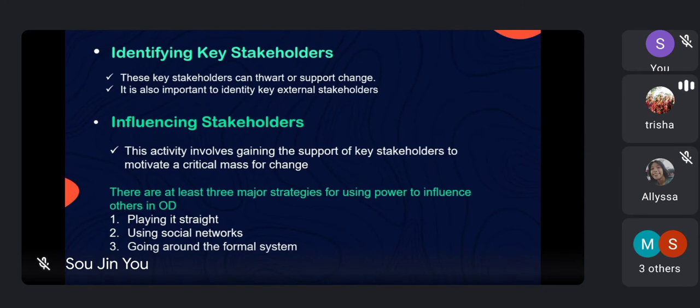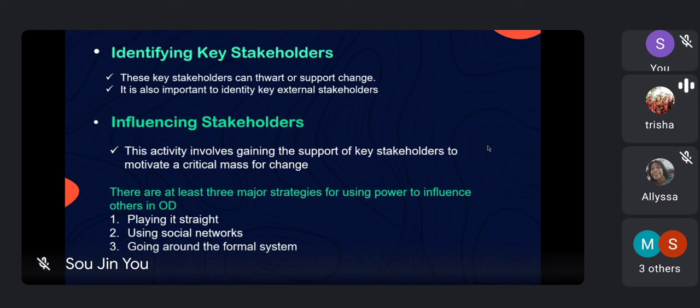Next naman is yung identifying stakeholders. Those stakeholders who can block or support change. It is also important to identify the external stakeholders. Ibig sabihin, yung tinatawag na stakeholders, sila yung may mga mataas na level sa organization. Kagaya nung staff group, union, departmental managers, and top-level executives. Tapos, yung influencing naman stakeholders, there's activity involving gaining the support of key stakeholders to motivate a critical mass for change.